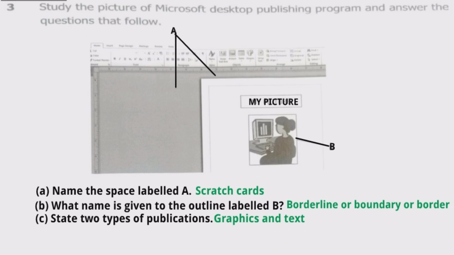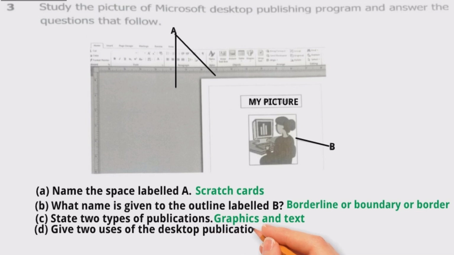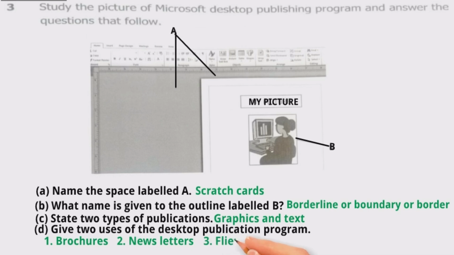Okay, we come to question 3D. Give two uses of the desktop publication program. So the desktop publication program is used to make brochures, newsletters. You can also use the desktop publication program to make flyers. So brochures, newsletters and flyers, all these answers are correct.